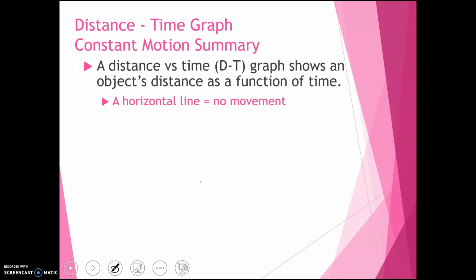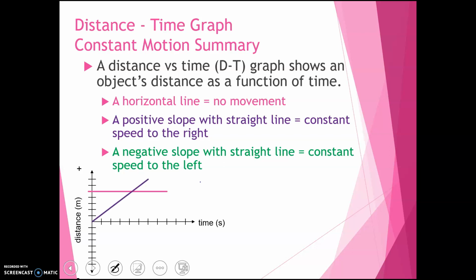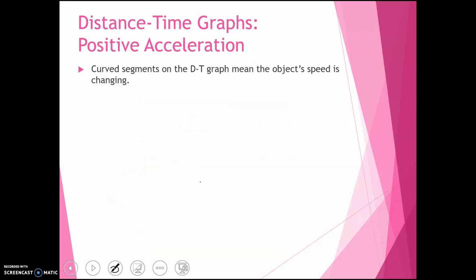Before we talked about constant motion, and we talked about on a graph that no movement would look like our pink line, that a constant speed to the right would look like our purple line, and a constant speed to the left would look like our green line. Remember, we always used straight lines. However, now our lines are going to be looking curved. The curved segments on these distance versus time graphs mean that the object's speed is changing. So now we have curved lines because the speed is changing.